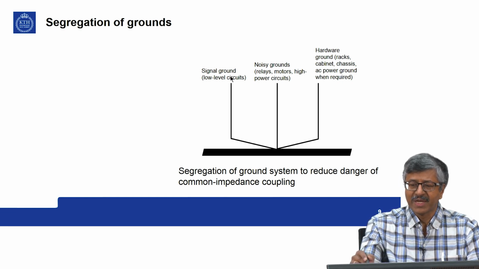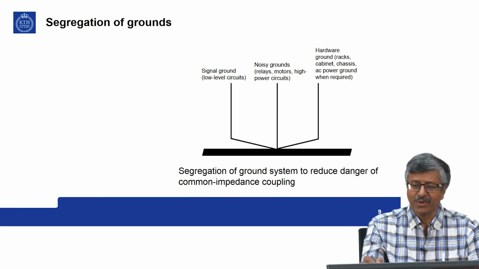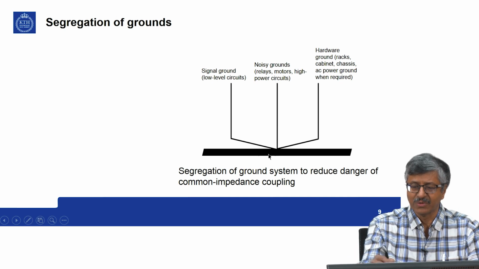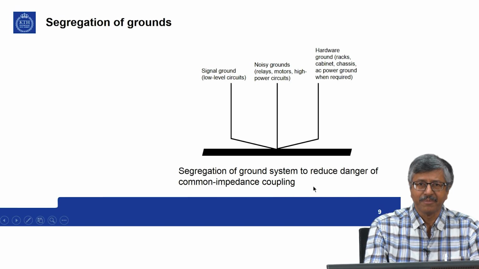So, you segregate those grounds and connect only at a single point, because you do not want the noisy relays and motors contaminating your signals and creating problems there by changing the reference of the signal ground. So, you connect all those things to this main ground only at a single point, again to reduce the danger of common impedance coupling.